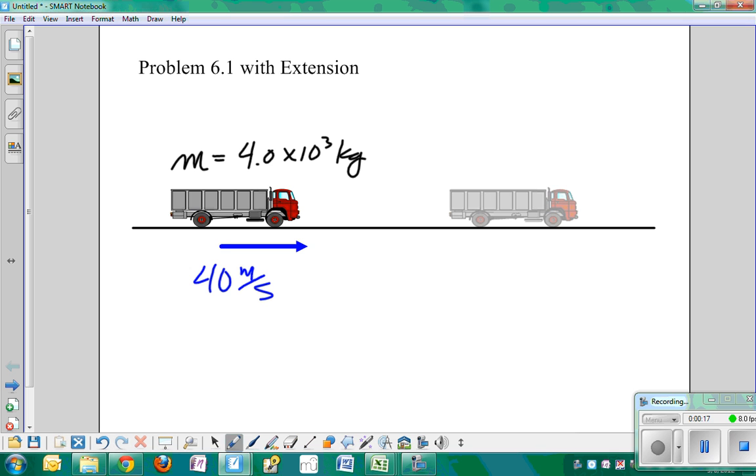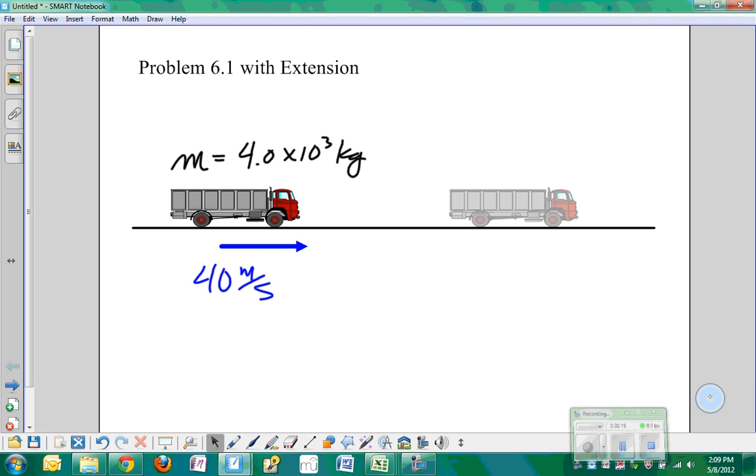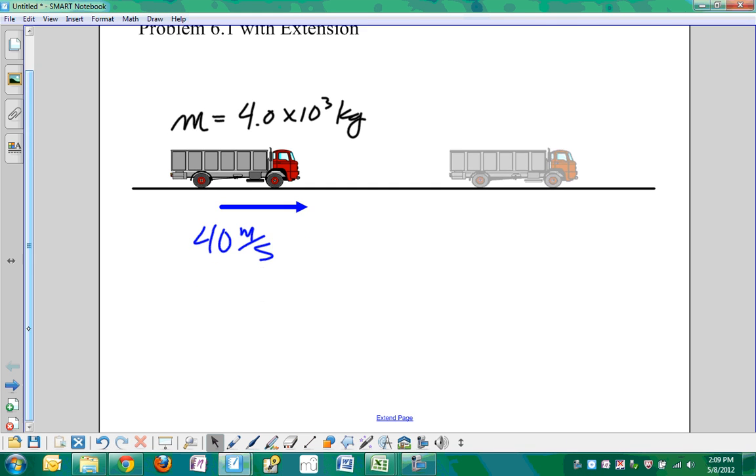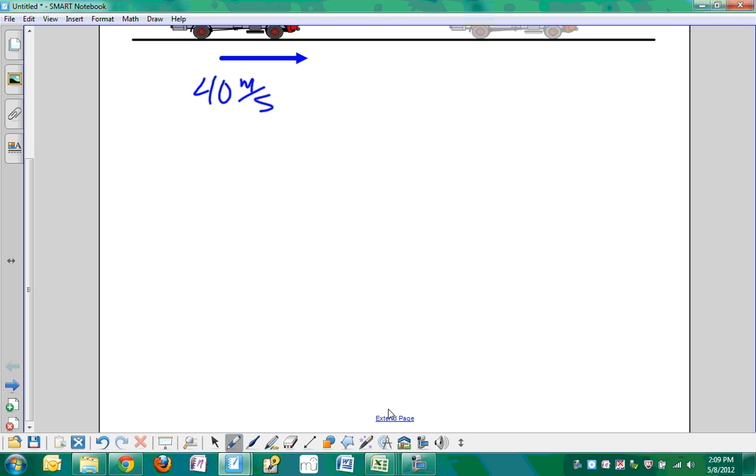Some of the stuff that was given in the problem, we know, and that is the force of the brakes. The braking force is going to be in that direction, and the magnitude of that was 3.0 times 10 to the third newtons. Is that correct? All right.